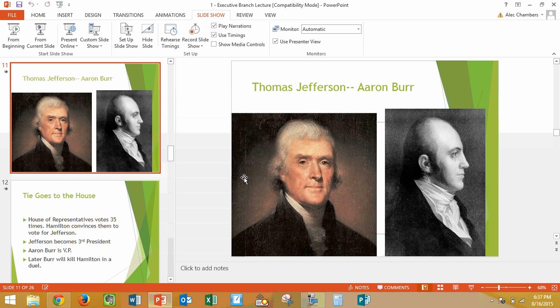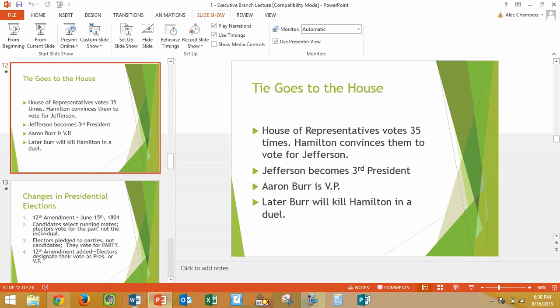It could turn out in this election that Aaron Burr would actually take over Thomas Jefferson's spot by getting more votes and could become the president himself. The House of Representatives gets to break a tie of a presidential election, so they got to vote, and they had to vote 35 times before they came to a decision.